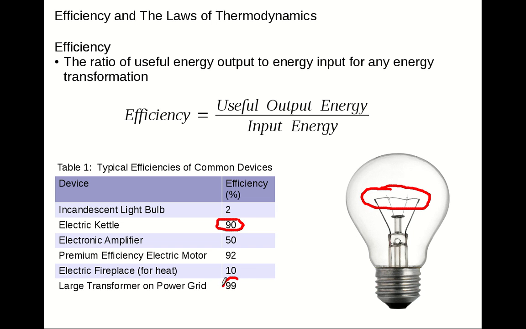That's due to the work of Nikola Tesla. In the early part of the 20th century, he developed the system of transformers to allow us to transmit electricity from city to city, and it's an extremely efficient process.